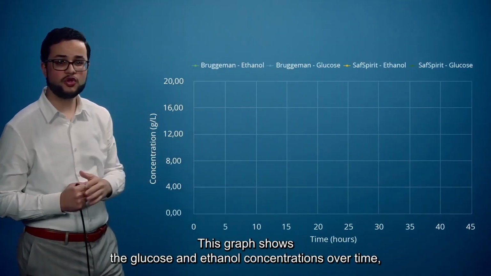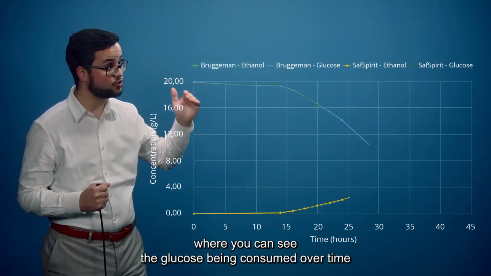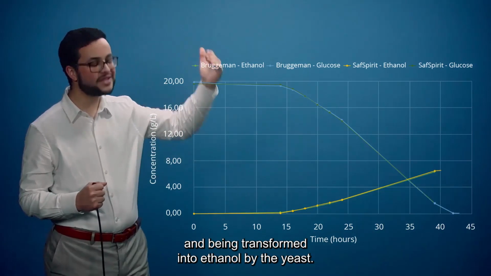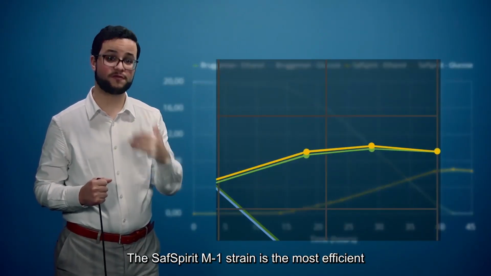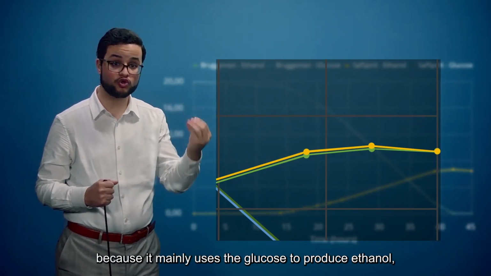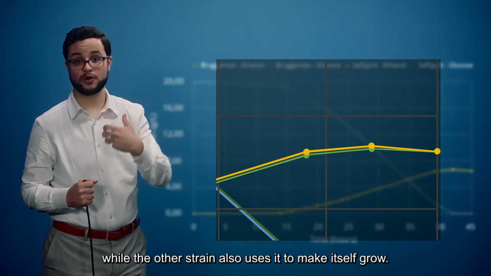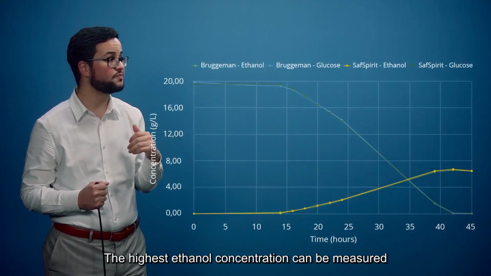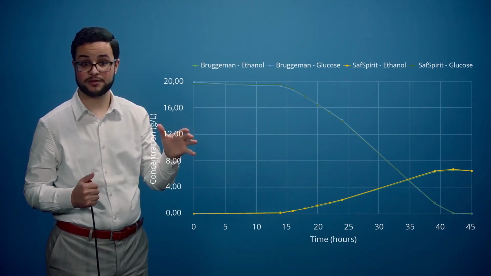This graph shows the glucose and ethanol concentrations over time, where you can see the glucose being consumed over time and being transformed into ethanol by the yeast. The soft spirit M1 strain is the most efficient because it mainly uses the glucose to produce ethanol, while the other strain also uses it to make itself grow. The highest ethanol concentration can be measured after approximately 42 hours and is 7 grams a liter.